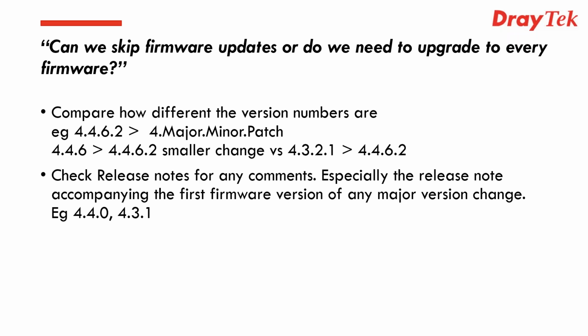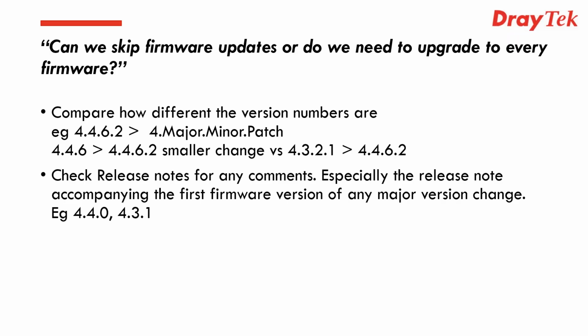You can check the release notes for any comments, especially around the first version of each major release. So for example, 4.4.0 would have been the first version of the 4 major release, and then the 4.3.1 would have been the first version of the 3 major release. So when it goes from say 4.3.1 up to 4.4.0, that's where there often might be release note changes, because in the major versions, that's where it's more likely for our engineering to add big bits of functionality or make larger changes.